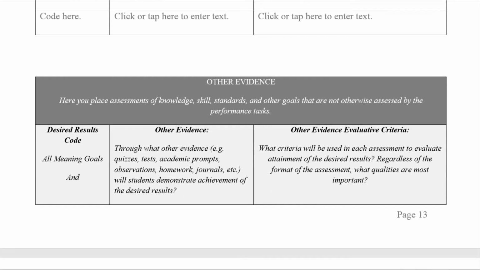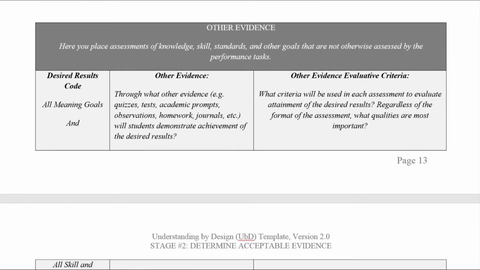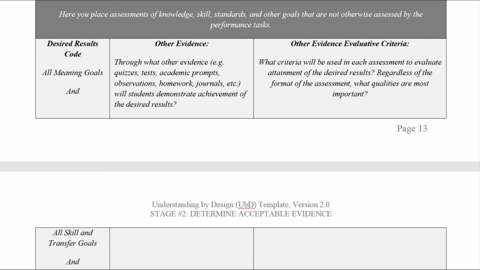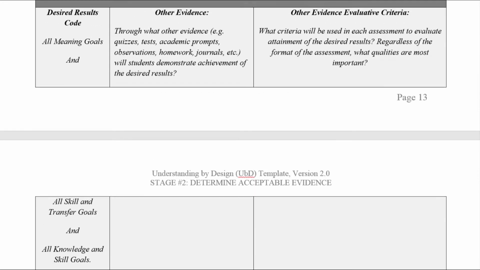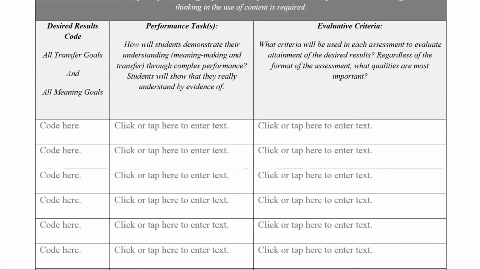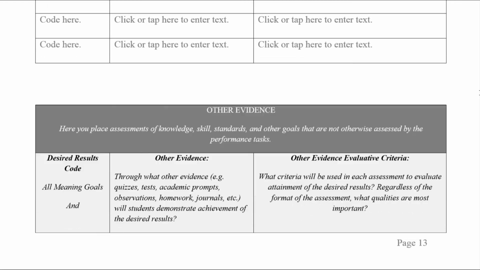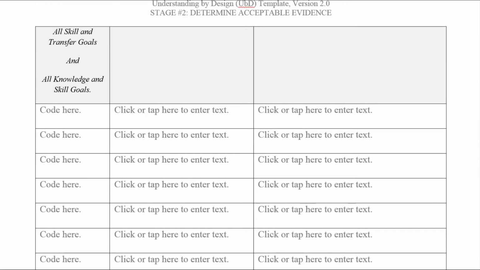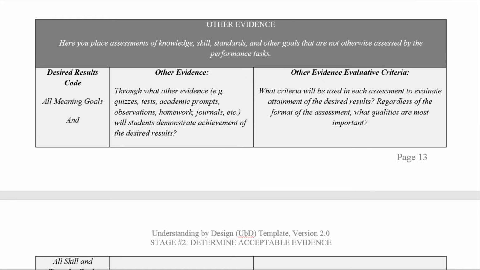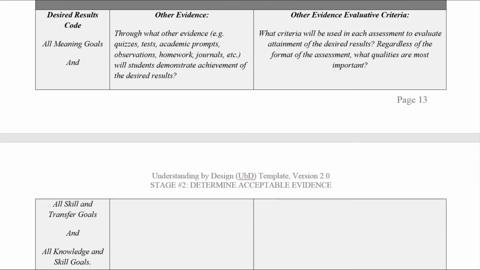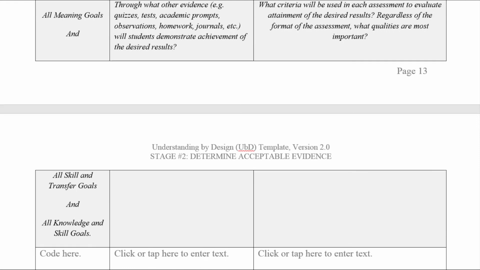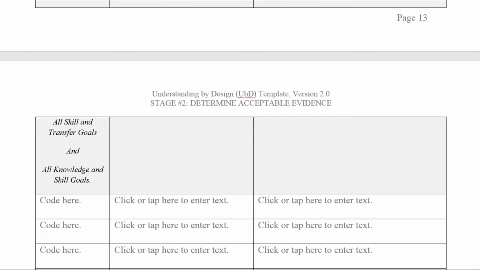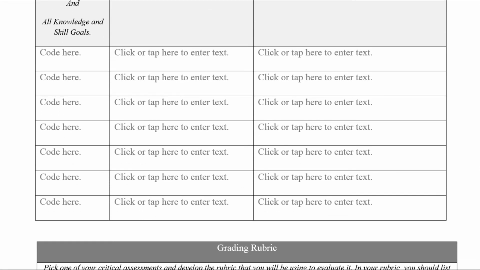So here we are with the other evidence category, and this is the catch-all, all the stuff that didn't fit in this area, particularly because this focused on transfer and meaning. These focus on knowledge and skill goals, as well as those meaning and transfer goals. And this is what other evidence you are going to be looking at to evaluate your students.